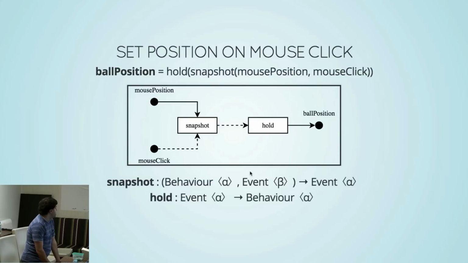And if you try to write the types of these built-ins, you can see that they can also be defined in a generic way. So snapshot takes a behavior of alphas and an event of betas, and it just throws away the betas and basically replaces them with whatever the behavior carried at those points. So it returns an event of alphas. And hold similarly converts an event of alphas into a behavior of alphas. So it, of course, retains the type of the values carried by these reactive values.